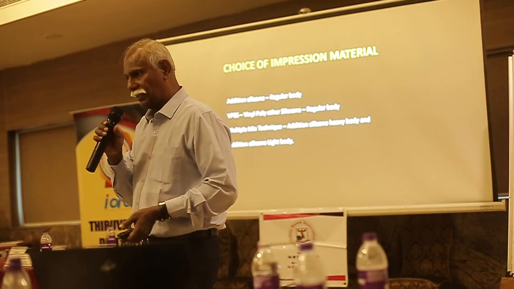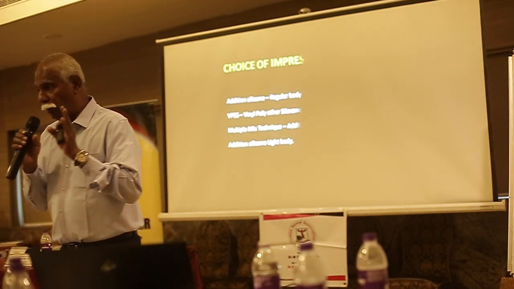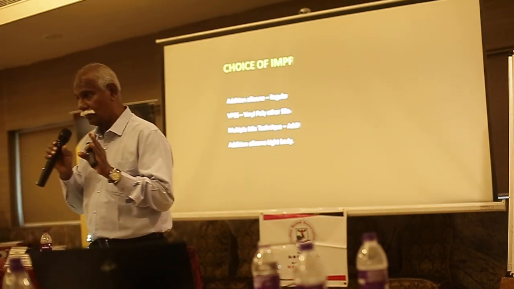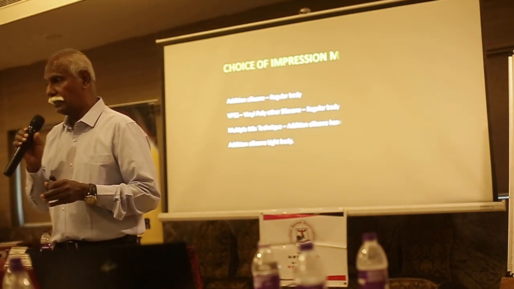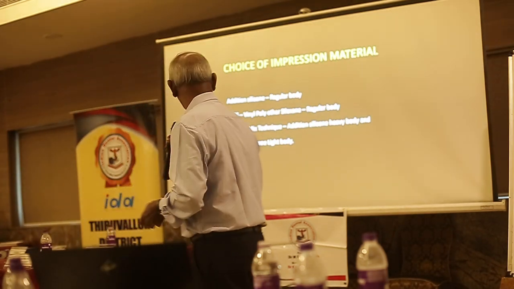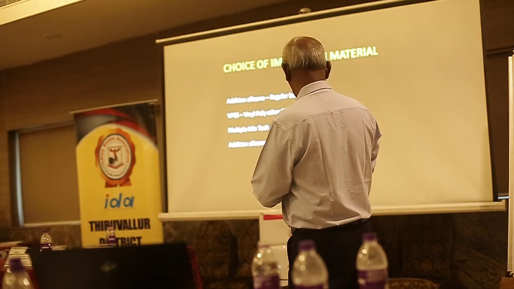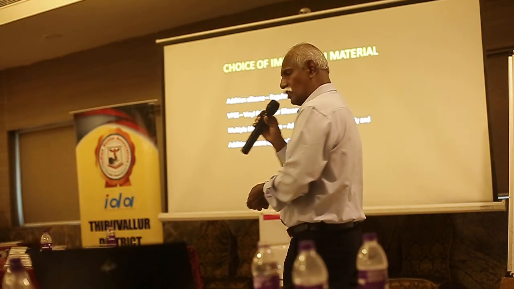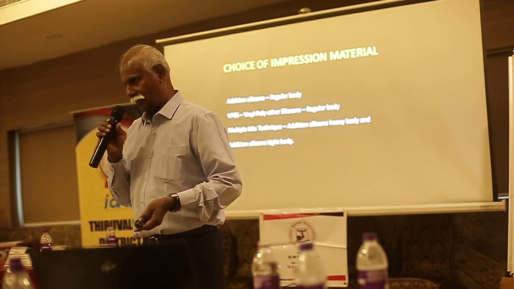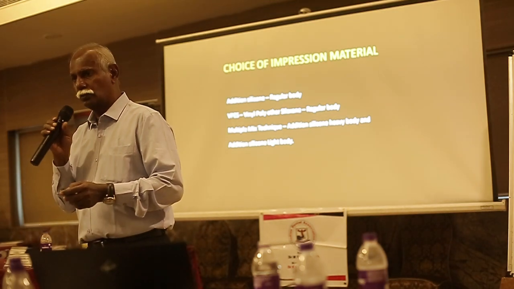Now, choice of impression material. Never use putty, alginate, or polyether. In polyether, if there is an undercut, only a male gorilla can remove the impression, not anybody. It's so difficult to remove an impression made with polyether because it is very firm. So, addition silicone, regular body monophase, or vinyl polyether siloxane, regular body, multiple texturing. Addition silicone heavy body, for which you need to make a custom tray. Clear? Never use putty for the impression making. Don't.